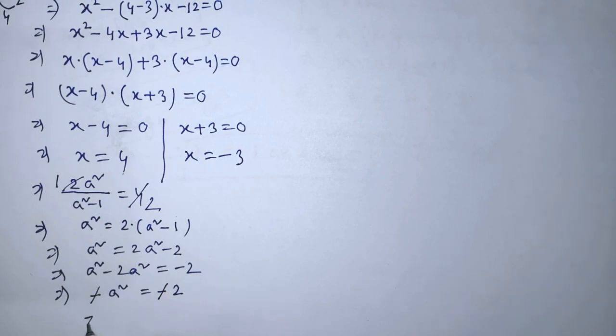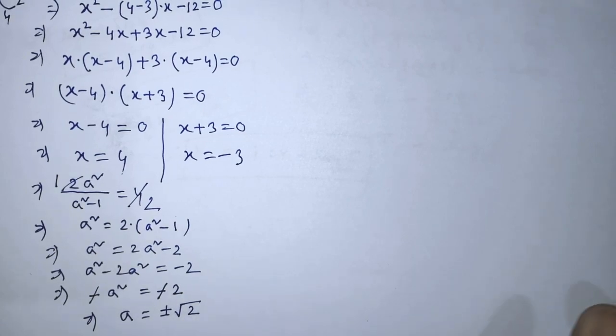Okay, so after that, to find the value of a from this equation we have to transpose the power 2 from left hand side to right hand side. Then we can write in here a is equal to plus minus square root of 2. This is the value of a.